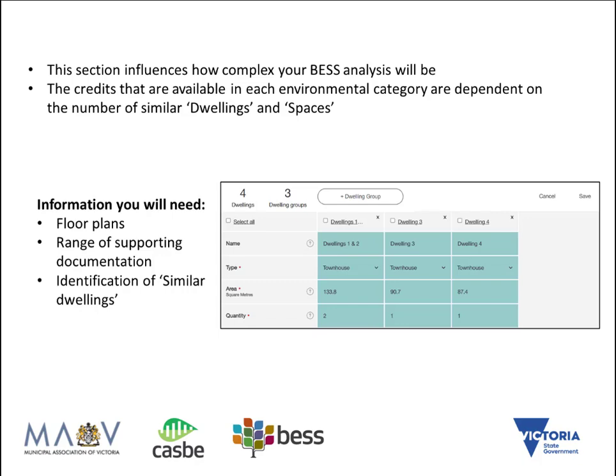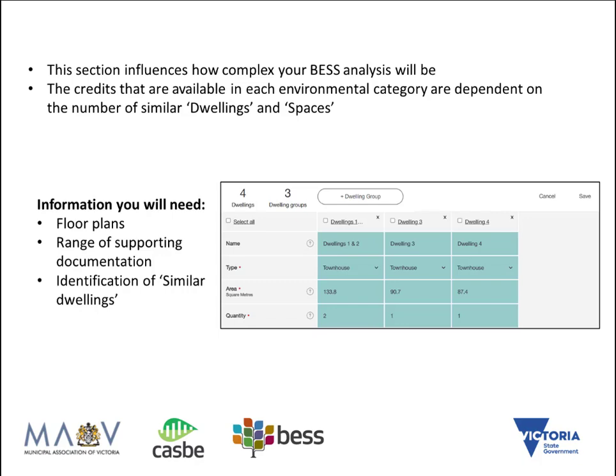Different residential building types will require a different approach in this section. For example, a single dwelling is more simple, an apartment building is more complex. To define and set up your project in BESS, you will need the floor plans and elevations of the proposal, and you will need to be able to identify and group the similar dwellings in the project.